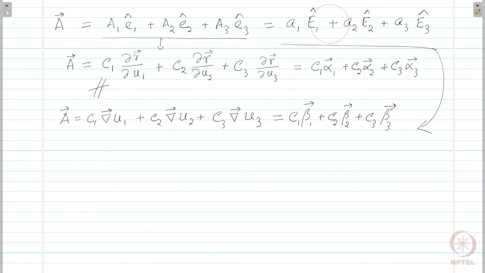So, we have found out how unit vectors are calculated, and so these capital C1, C2, C3 that we have obtained in the first notation are called the contravariant components, while the small c1, c2, c3 that we have found in the second approach are called the covariant components.